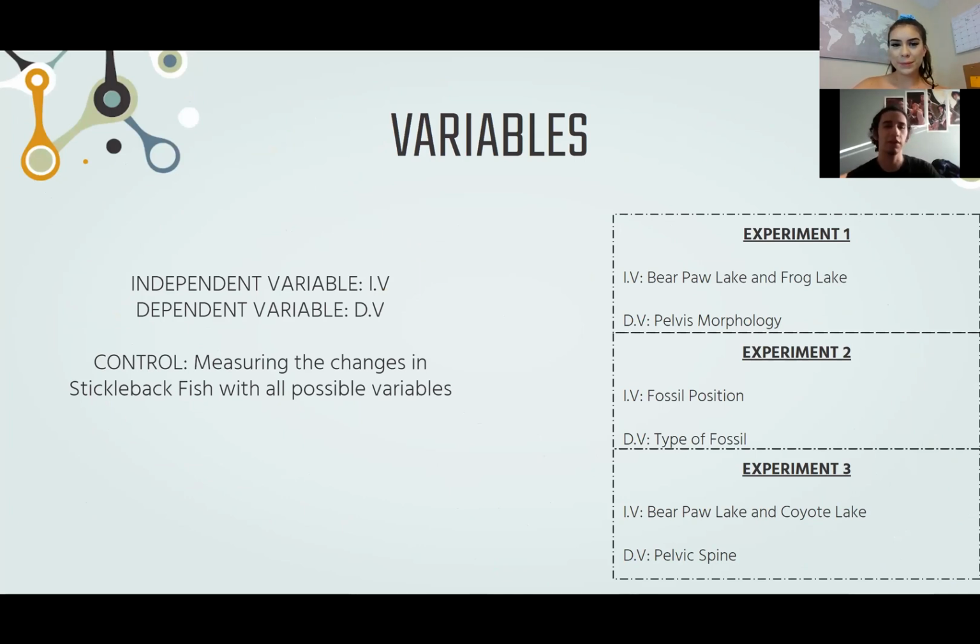These are our variables. Our independent variable for experiment 1 is Bear Paw Lake and Frog Lake. We are getting the fish from this lake. This is the variable we do not change. And our dependent variable is pelvis morphology. This is the variable we are looking to measure, or we are looking to see a change in between populations of these two lakes. Our independent variable for experiment 2 is fossil position.